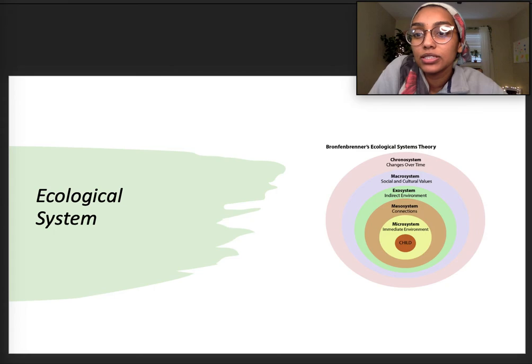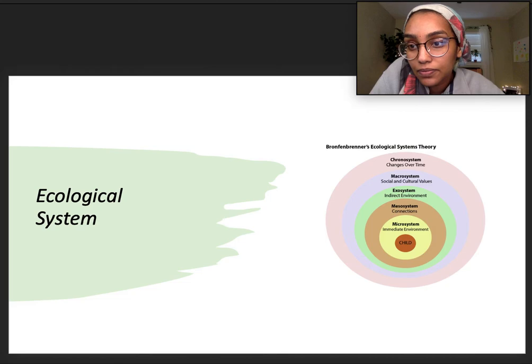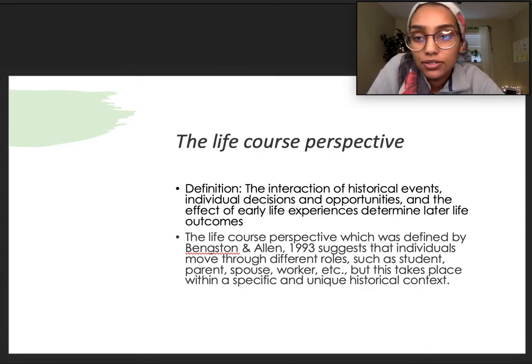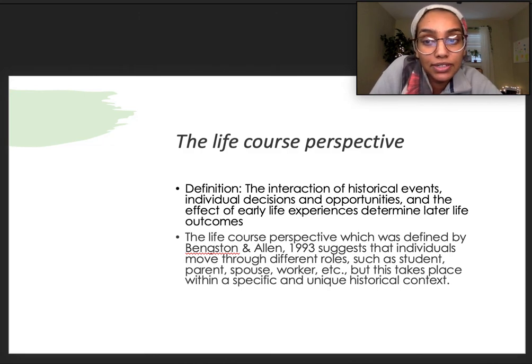Okay, so these are the things that we think about when we say, what are the systems and the environments at play that influence the child's development? Another perspective that we can look at, and it's similar to the chronosystem, is the life course perspective. And that allows us to look at the role that time plays in an individual's life, and specifically the interactions between the individuals who move through different roles across different historical contexts.